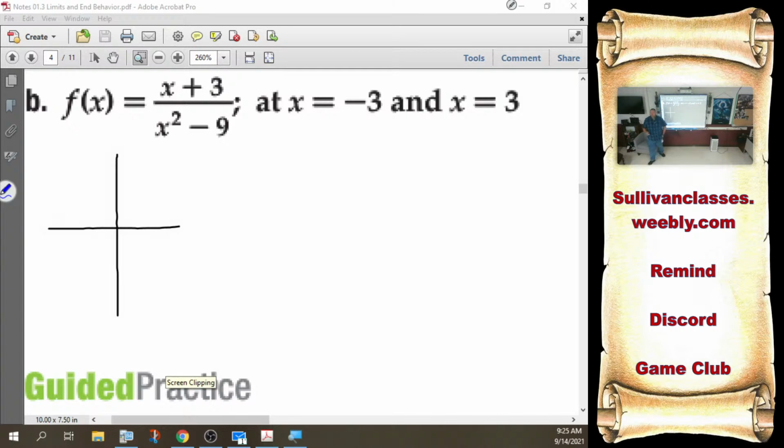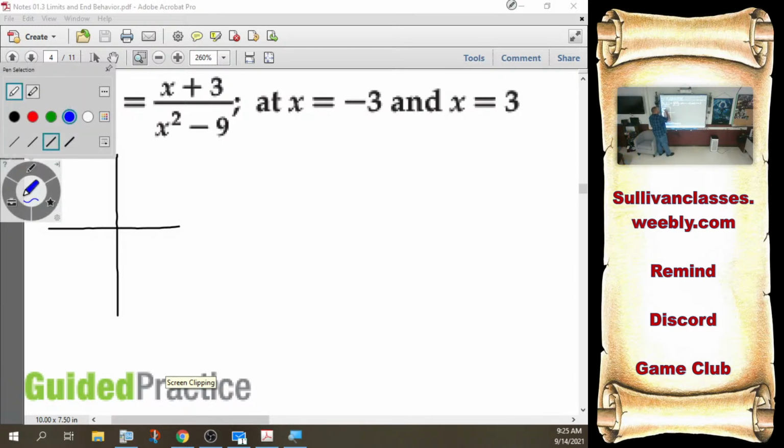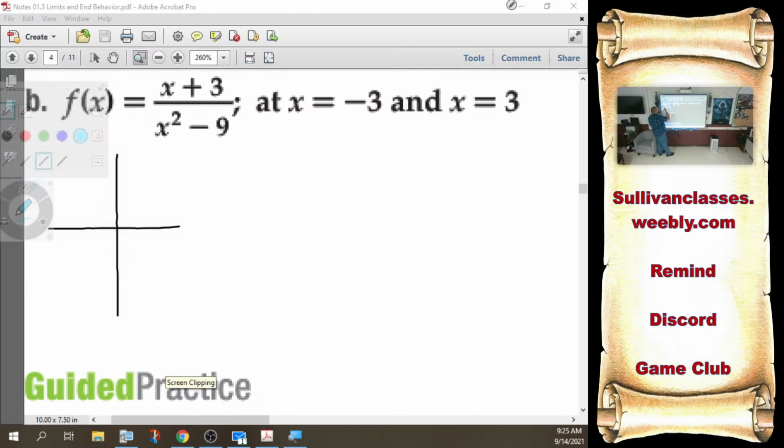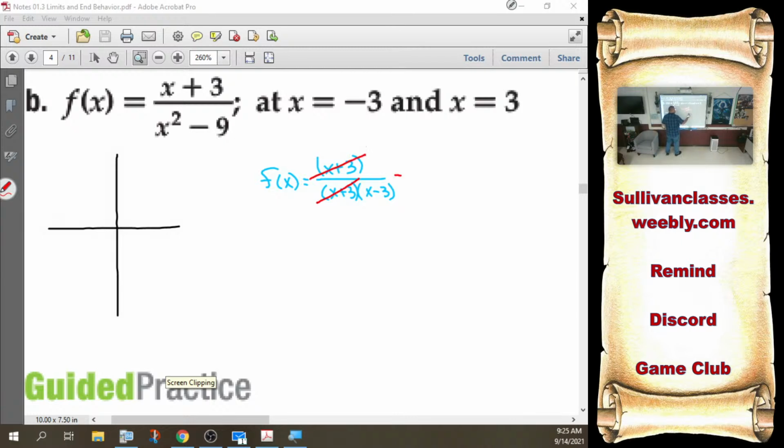You notice that this time they want us to do two different tests. They said test it at -3 and test it at 3. I see a rational function. The first thing that I need to look at is, what if I factor the denominator? x plus 3, x minus 3. So this cancels with this.